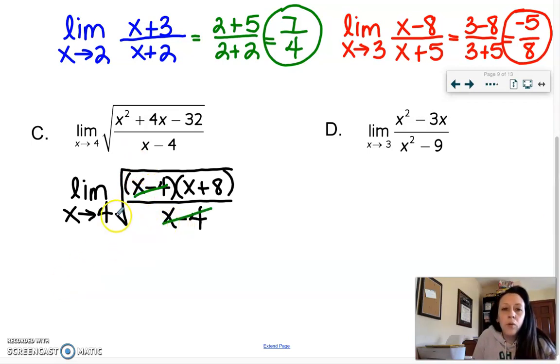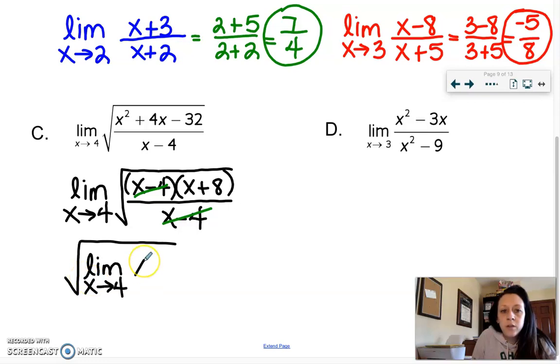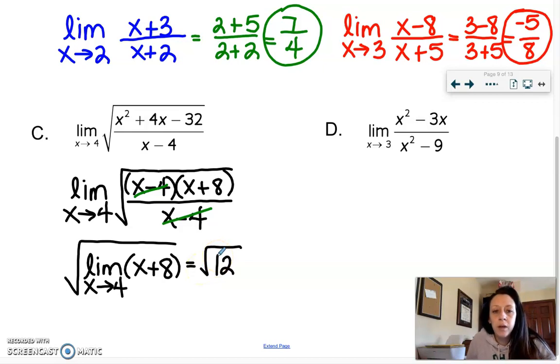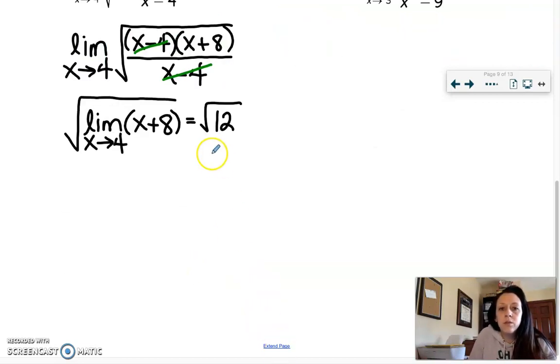And then you remember your rule with radicals. You're allowed to take the radical and move it to the outside, which means you can do the limit of everything on the inside of your function first, and then just square root the answer when you're done. So that means I'm going to plug 4 in, which would give me 12. And my answer would need to be square rooted, and so that means square root of 12 is my solution, but that will break down into 2 radical 3, so that would be a better answer.